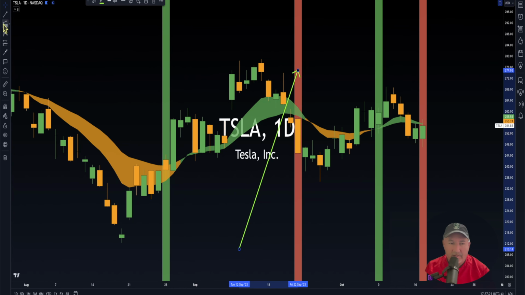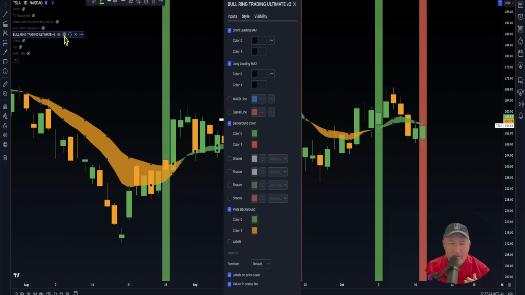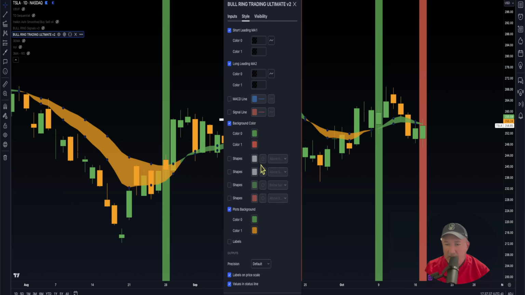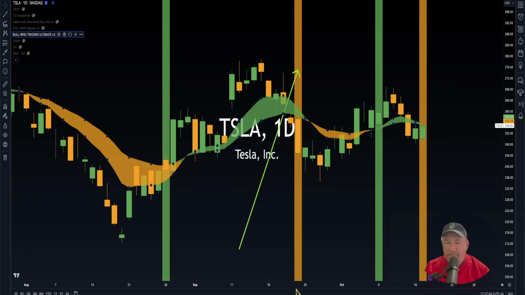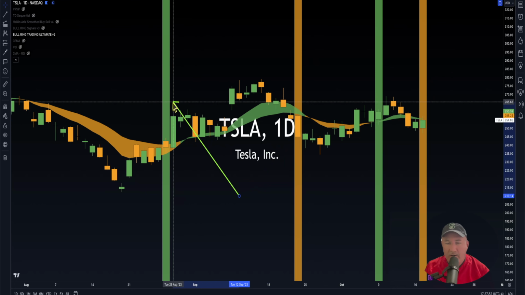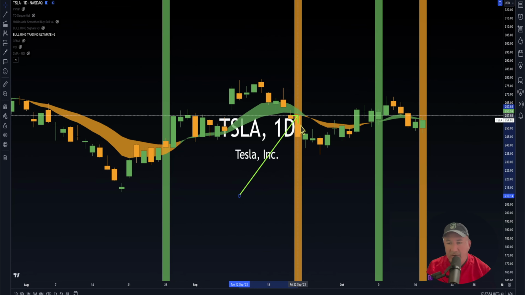Now for me, if I'm going to use this, I'll come back in here and, oops, I'm going to change this. Wrong one. Going to change this to orange. So if you wanted to match your candles like I do, then I know orange is going down, green is going up. Then I understand it's time to enter a put or a short.